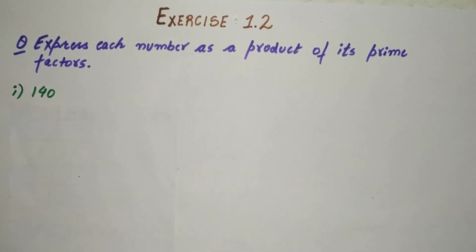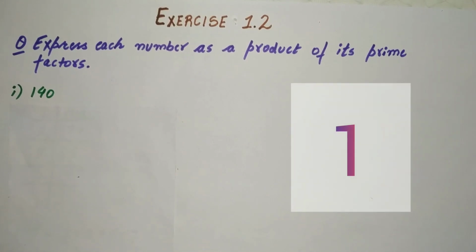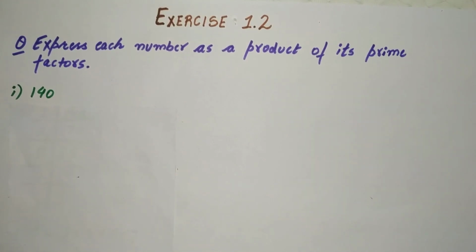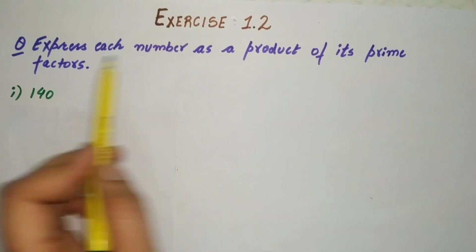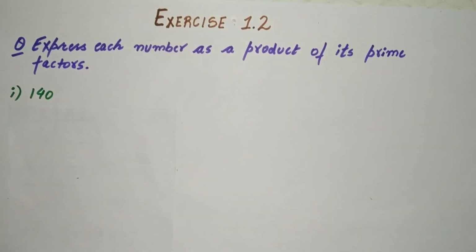Today we will solve question number 1. But before that, you must know the fundamental theorem of arithmetic. If you don't, watch the previous video, and if you do, let's solve question number 1, which says express each number as a product of its prime factors. We'll solve this question via division method.